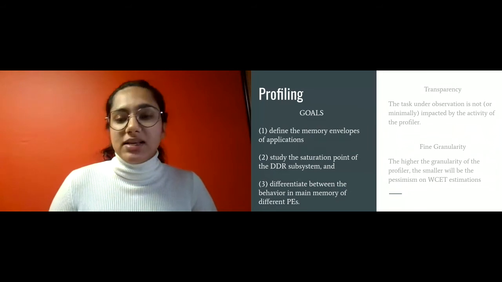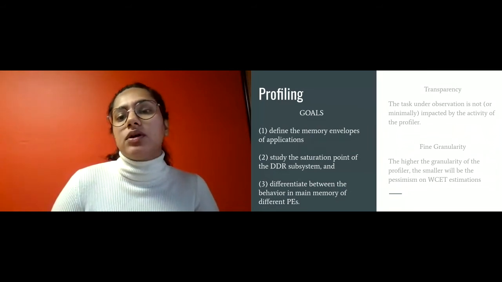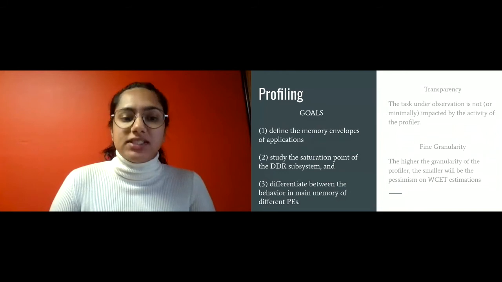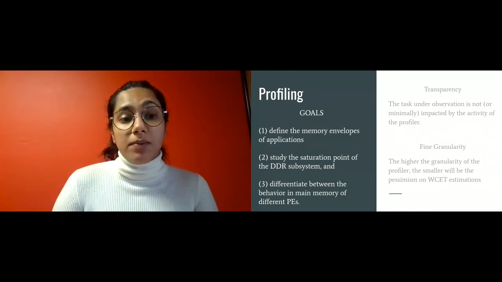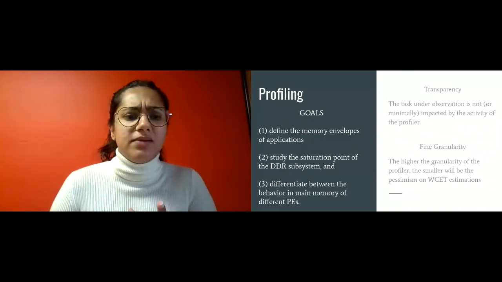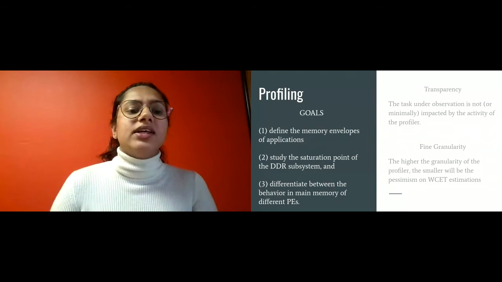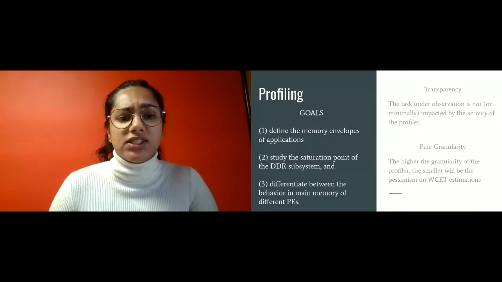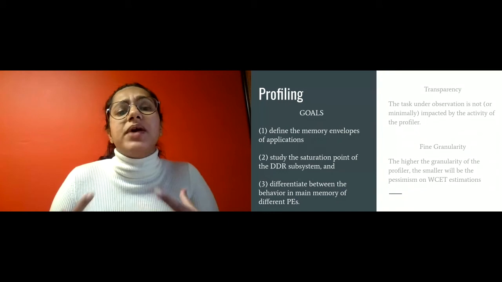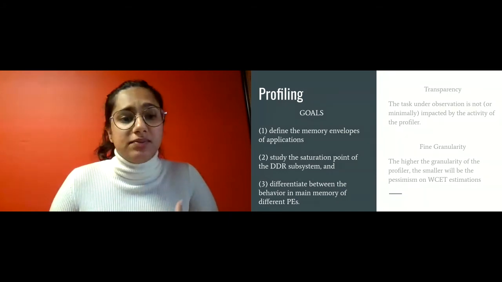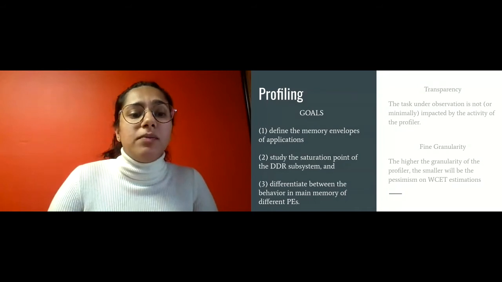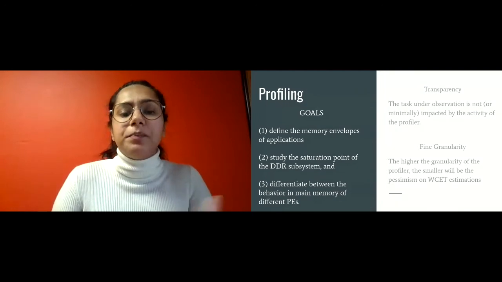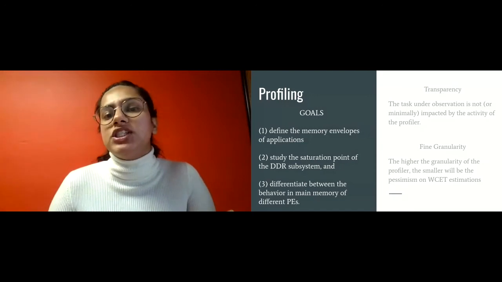To precisely measure these quantities, the profiler must be designed to have two specific attributes. It should have a transparency requirement, which means that the task under observation is not, or only very minimally, impacted by the activity of the profiler. On the other hand, the higher the granularity of the profiler, the smaller the pessimism of the worst case execution estimates. In a cloud environment, it means we can give better predictions about SLA agreements and so on. The problem is that these two objectives, fine-grained and transparent, are competing, so you need to find a good balance to achieve both.